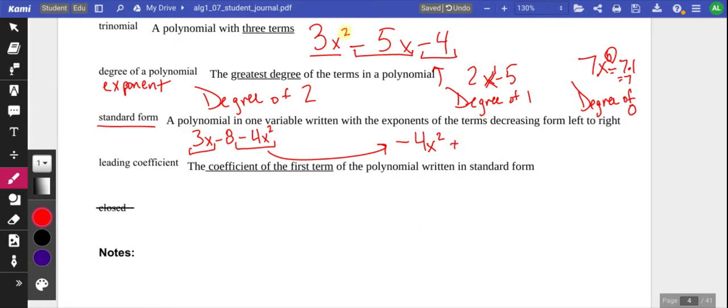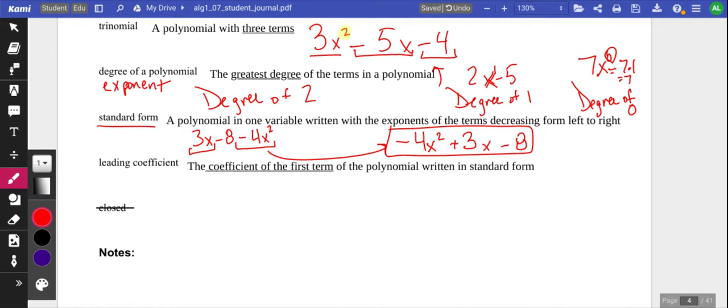Okay, then the next lowest exponent, that's just my x term. So that's a positive plus 3x. Then my very lowest one, that's just your plain number. That'll always be the very last thing. So minus 8. Okay, so this one here is in standard form.